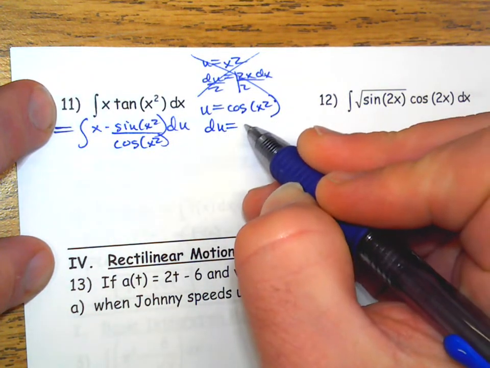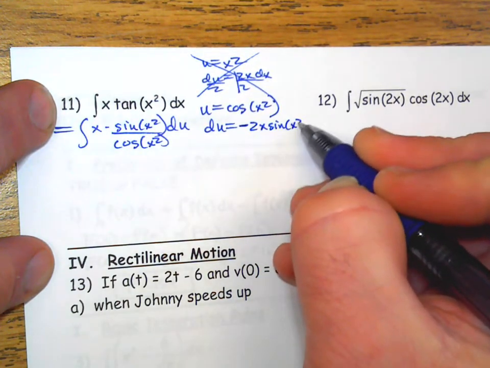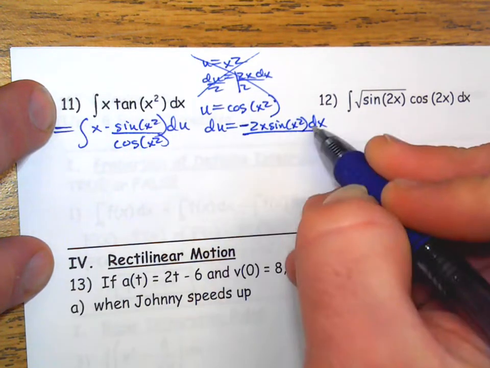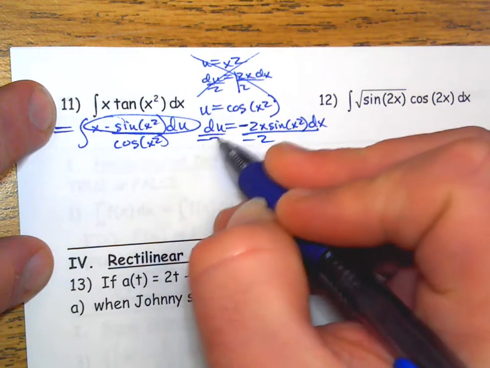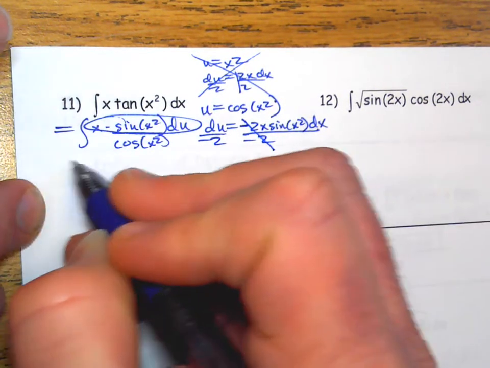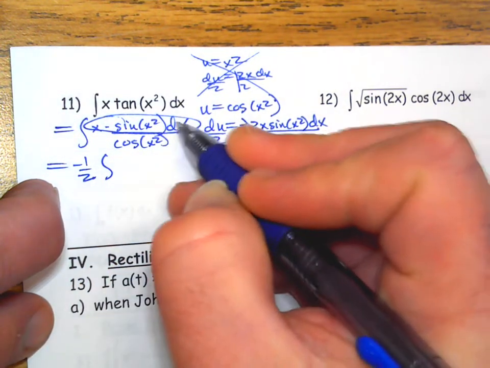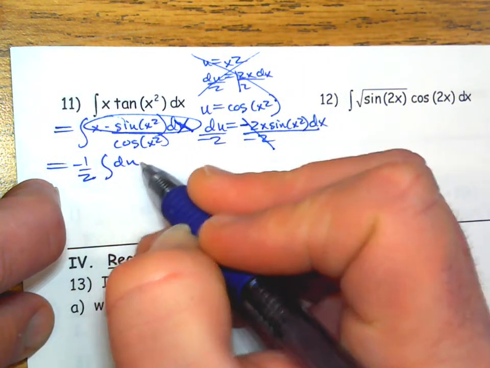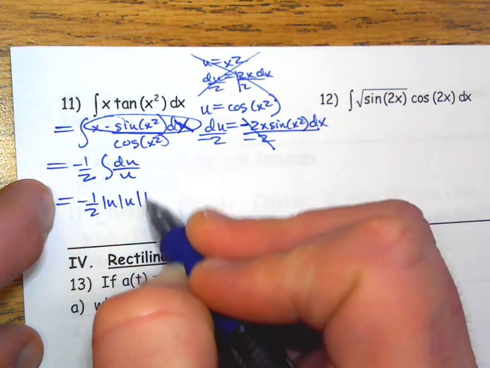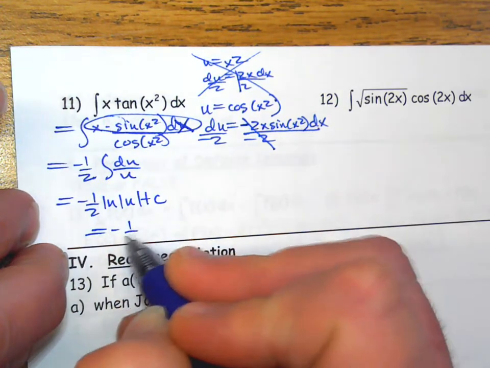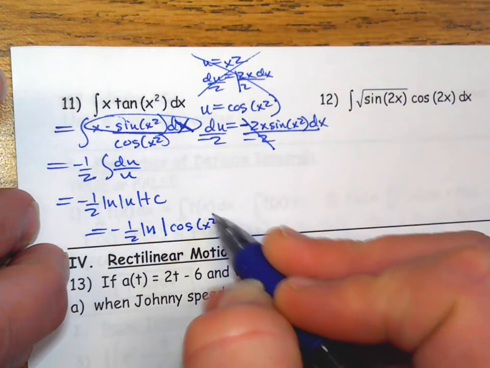So it's going to be negative 2x sine x squared dx. Got to remember the chain rule. So we want x sine x squared du. I don't want the negative 2. Right? So that's going to be negative 1/2 du over u. So it's going to be negative 1/2 natural log of the absolute value of u plus c. So it's going to be negative 1/2 natural log of the absolute value of cosine x squared plus c.